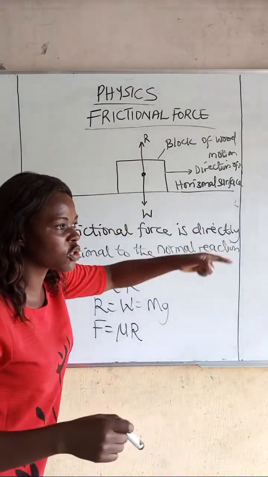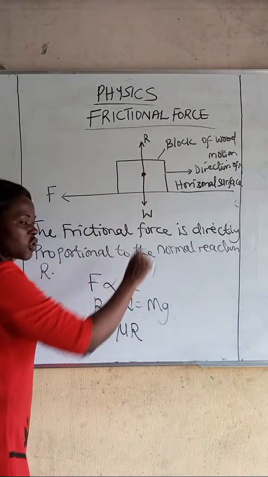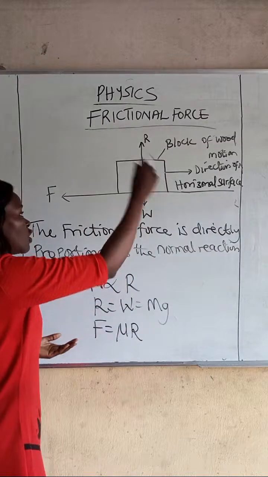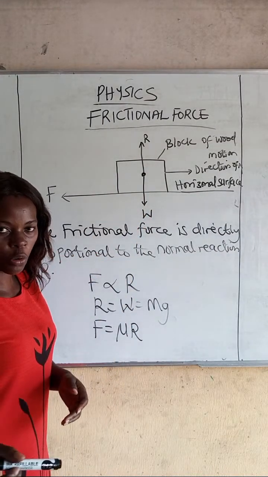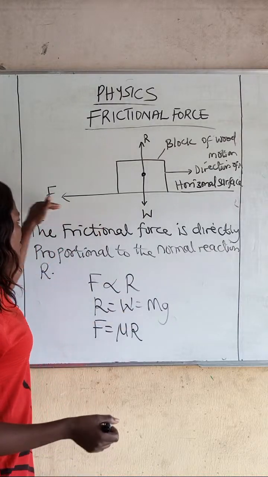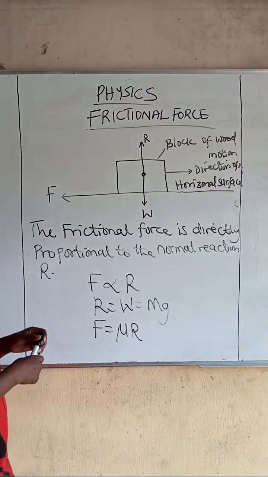Because the direction of motion is going this way, so friction is always going what? Opposite to the direction of motion. So it's going to go what? Back. To oppose this motion, that is the work. You want to oppose the motion of this movement of a block of wood. So it must go this direction to oppose it. Do you understand? All right.